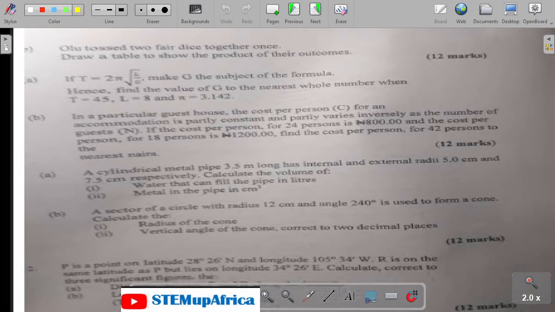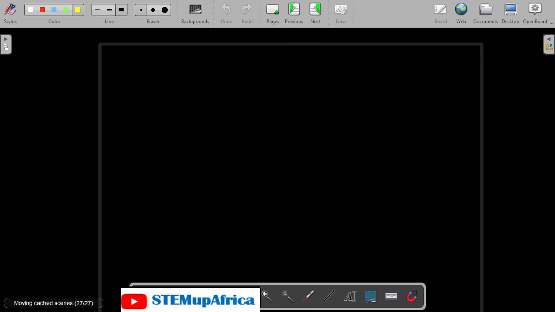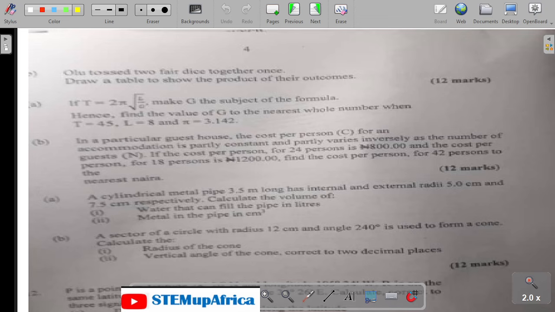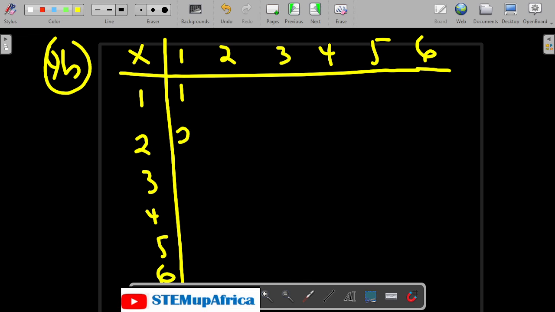Look at question 9B here. It said two Olutos two fair dice together once. Draw a table to show the product of the outcome. So 9B, the product of the outcome. The product is times, of 1, 2, 3, 4, 5, and 6. Our multiplier is now 1, 2, 3, 4, 5, 6.